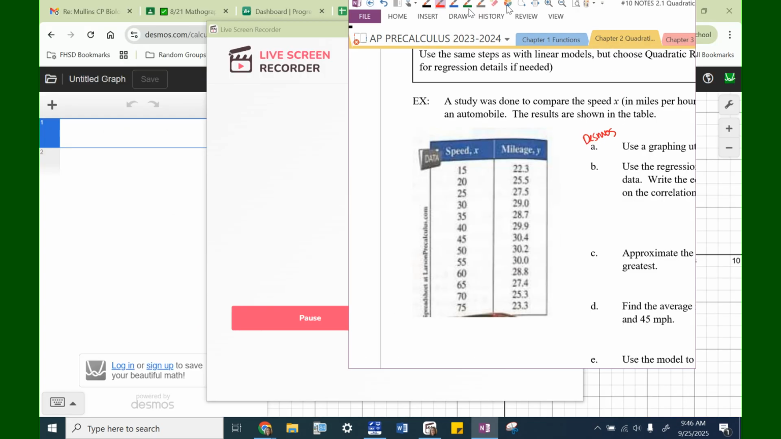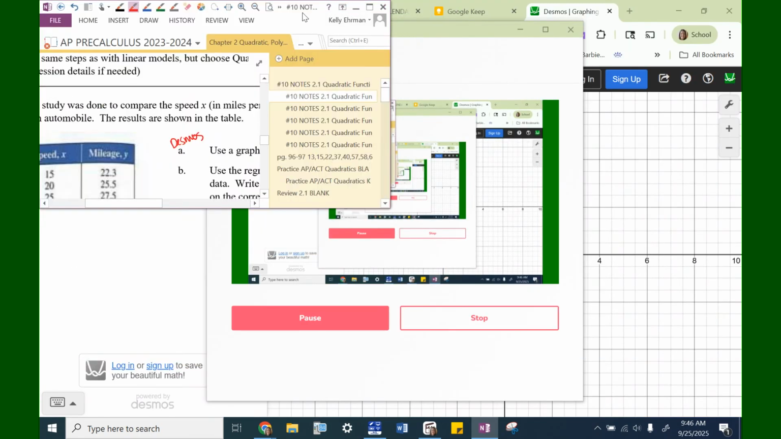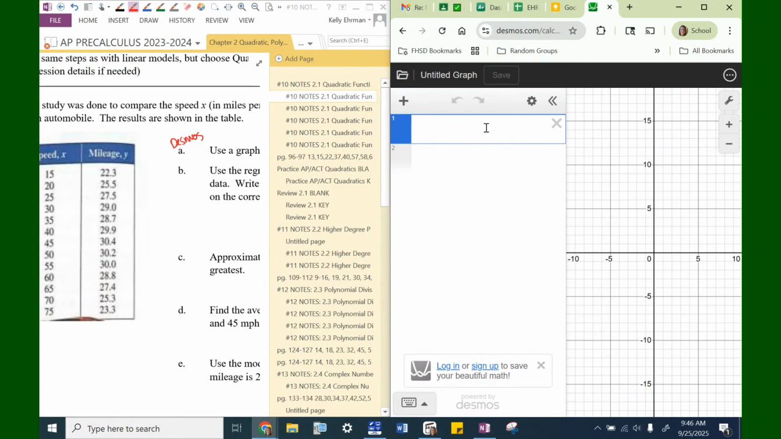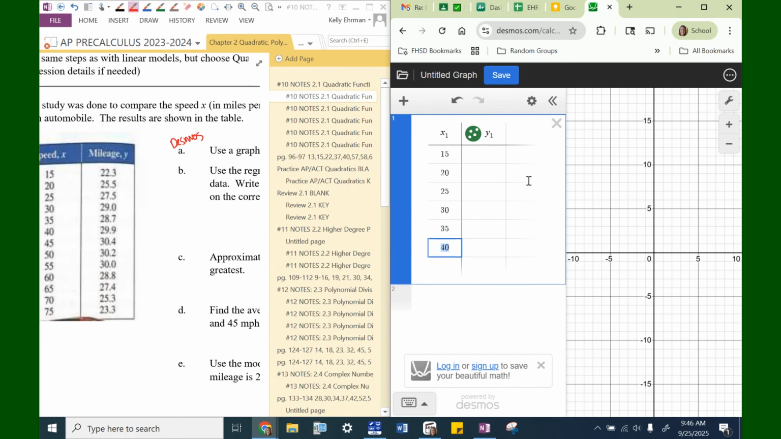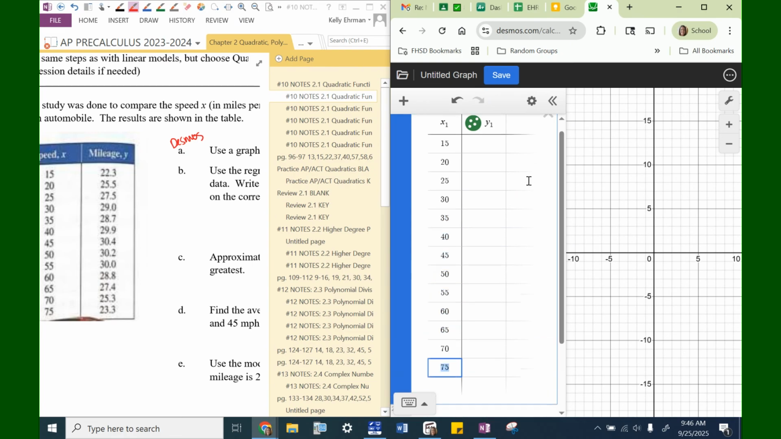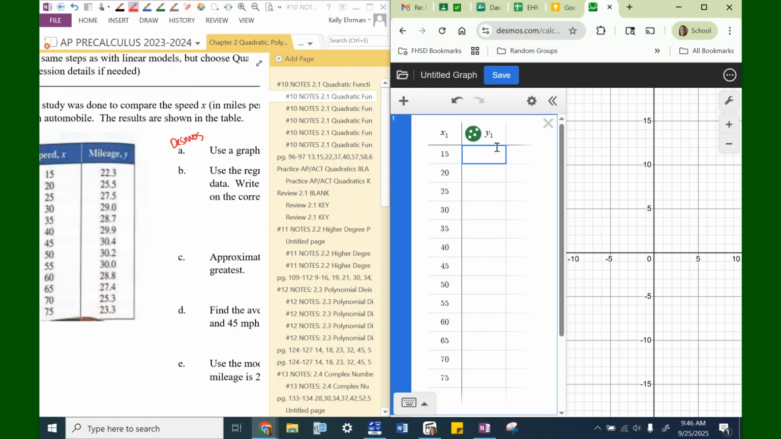All right, so if I'm using Desmos, maybe see if I can split screen here. There we go. So I can add a table, and I'm going to start typing in the x values. If there's a nice little linear pattern, the table will start filling in for you. All of these numbers are hit until we get to 75. And then I need to type these in.